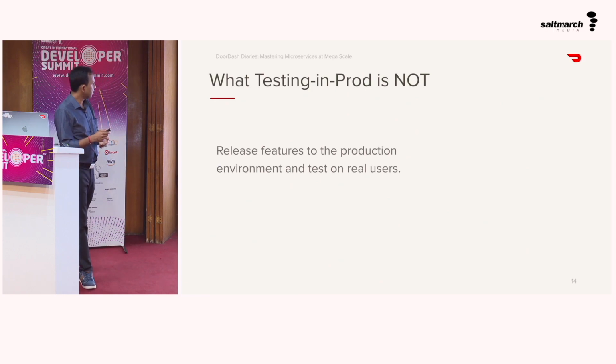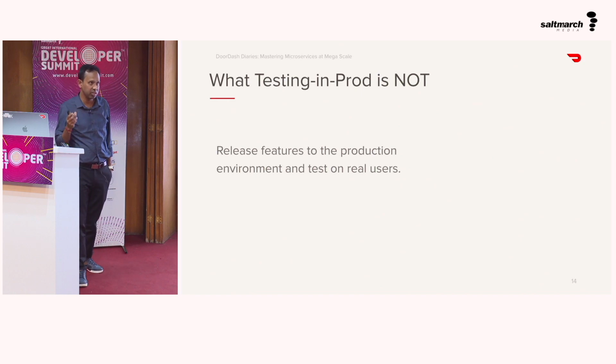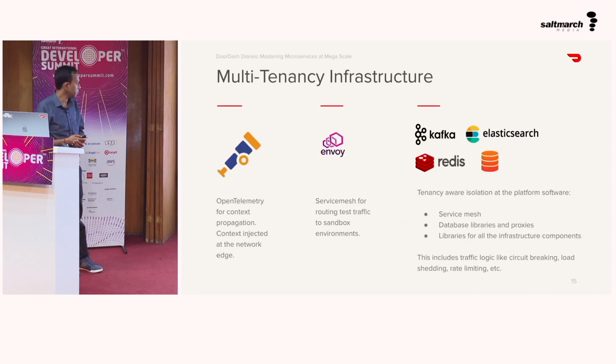So one thing I'd like to emphasize is what testing in prod is not. We are not pushing features to production and exposing users to it. That's not what it is. It's actually like we saw earlier, we are hot swapping nodes of the call graph with test and dev environment, and you're reusing the rest of the call stack. So for this, we need a multi-tenant environment.